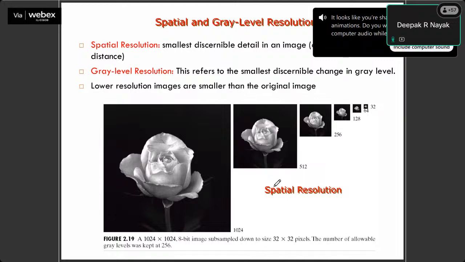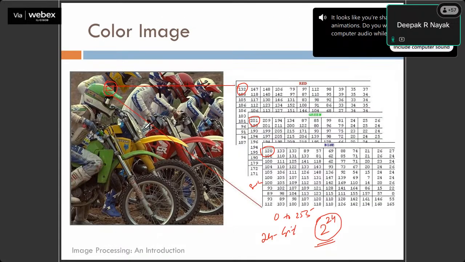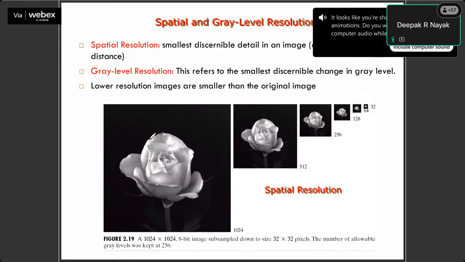Before I discuss the concept of neighborhood, let me show you two interesting concepts: spatial resolution and gray level resolution. What will happen if I reduce the size of the image, and what will happen if I reduce the number of colors, which we already discussed? If I reduce the number of colors, what kind of effect do we find? And if I reduce the resolution of the image, basically the size of the image, what will happen? Based on that, there are two concepts: spatial resolution and gray level resolution.